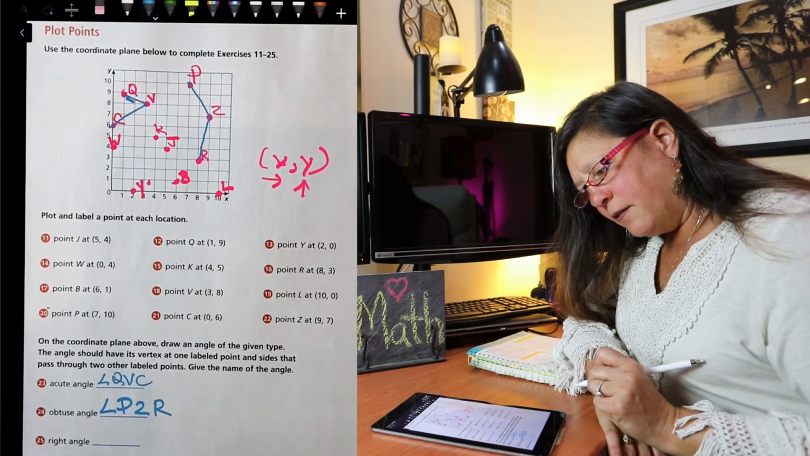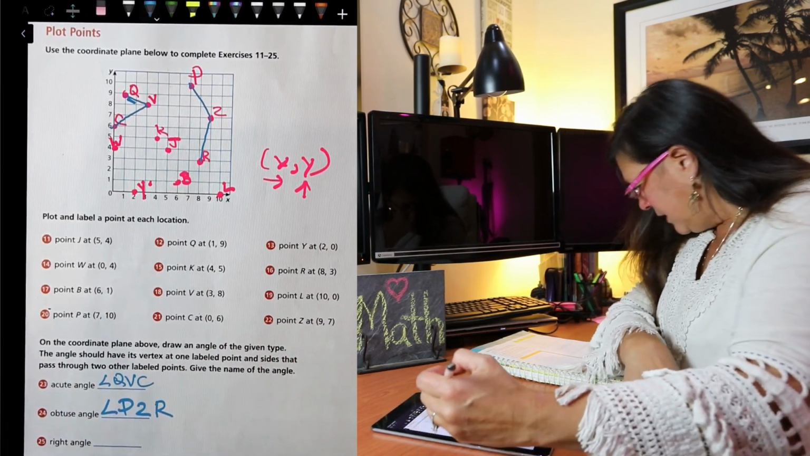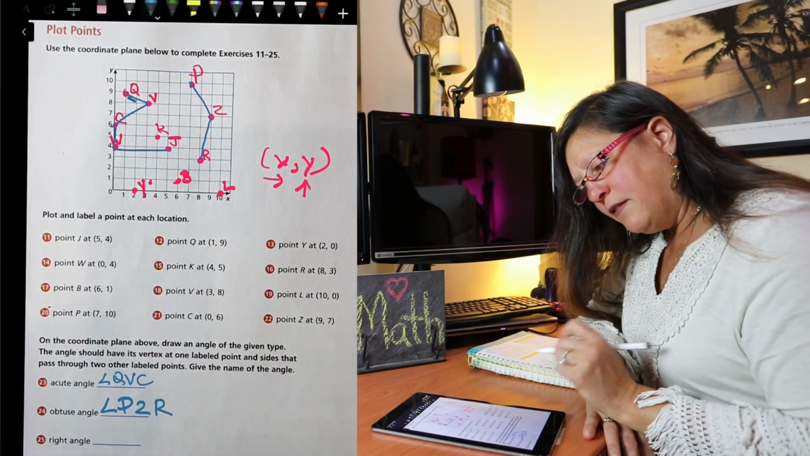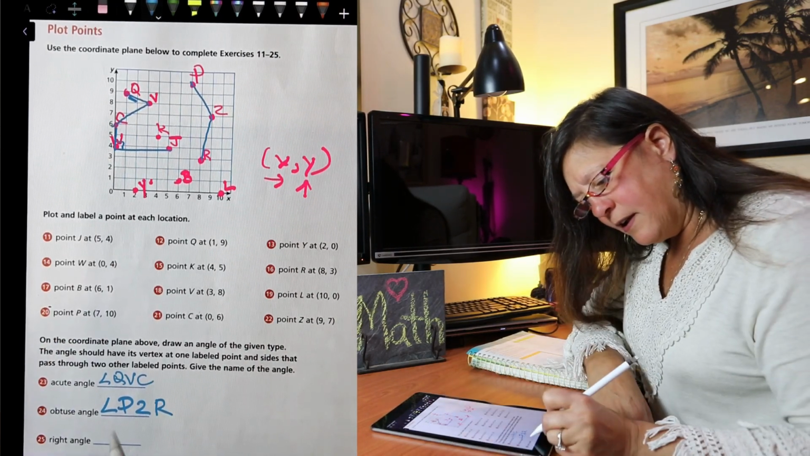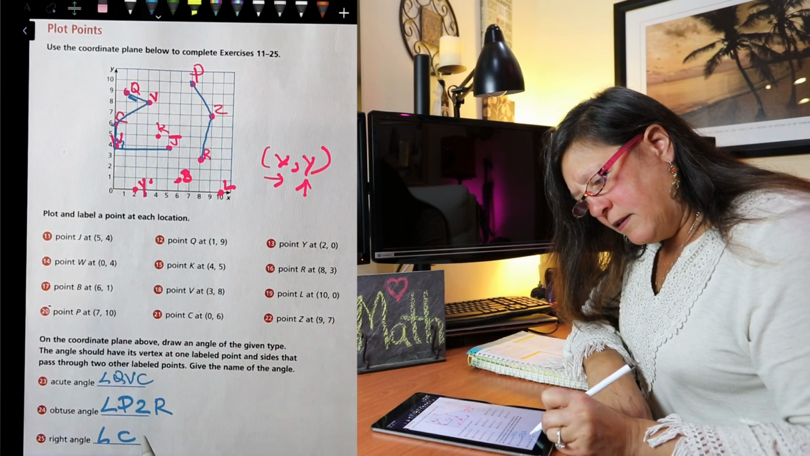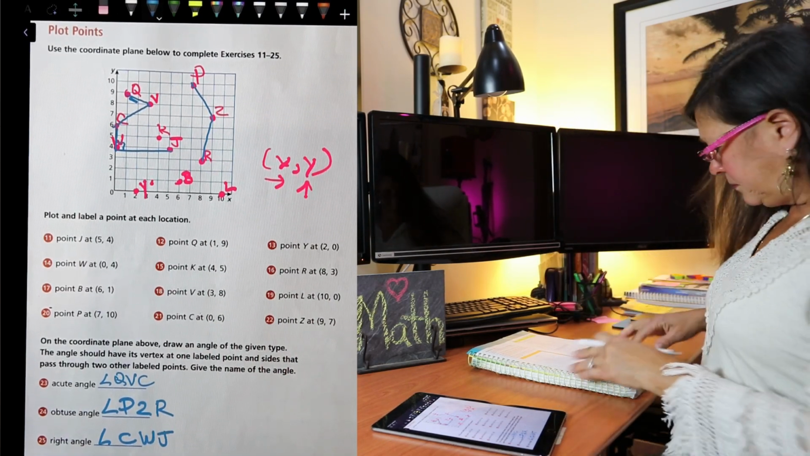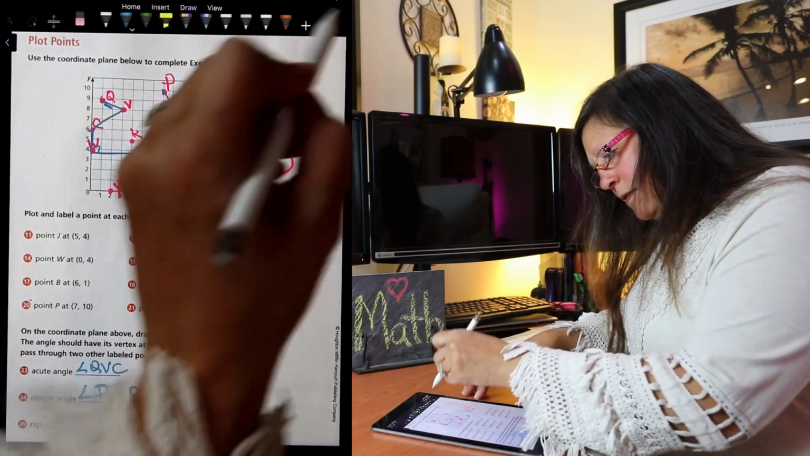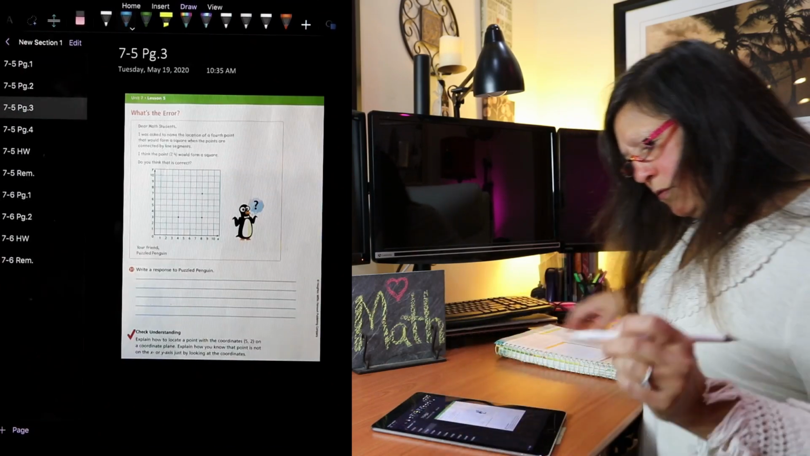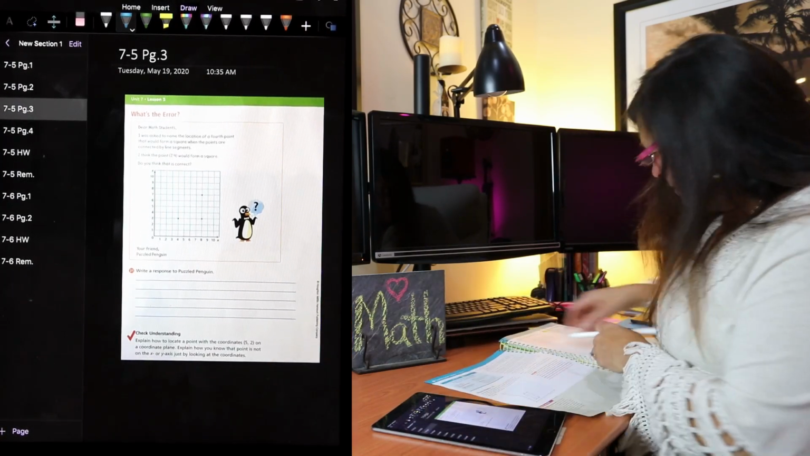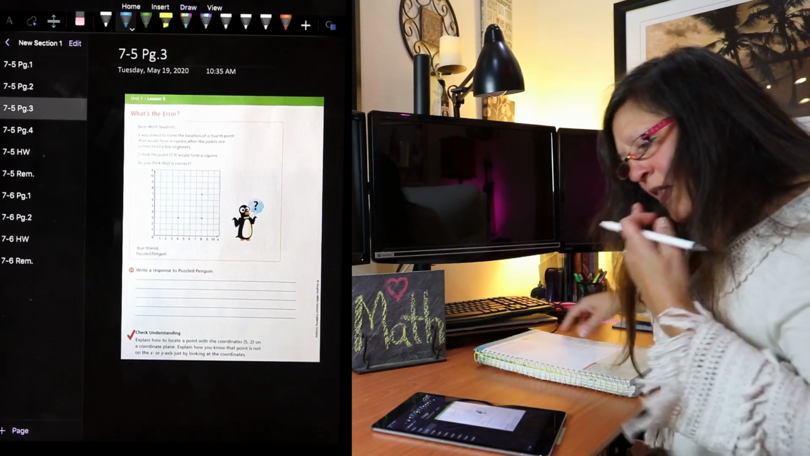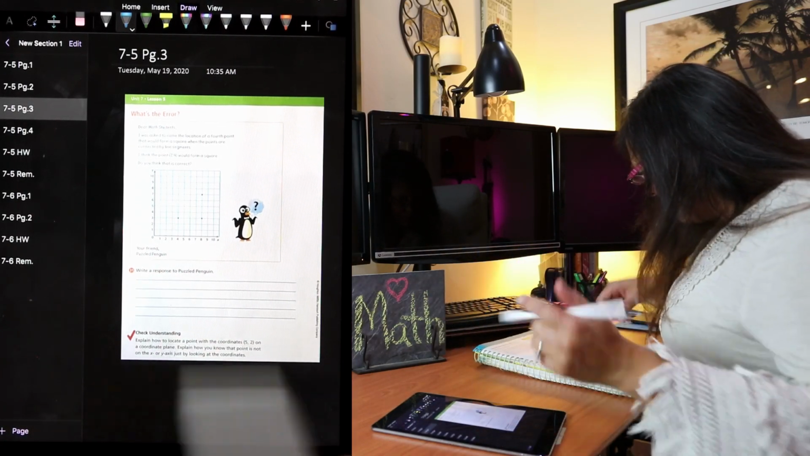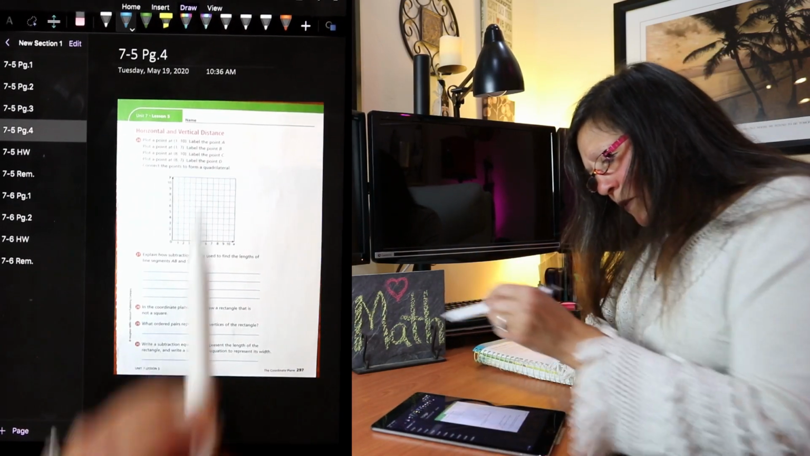And a right angle. Let's go with this angle here, CWJ. It makes a right angle. So we have the right angle right there. CWJ. Okay, that completes page 296. Let's move on to the third page. Okay, we have a puzzled penguin. Now there is one in between there. Let's go ahead to this page here.